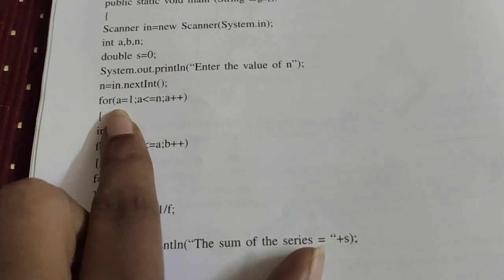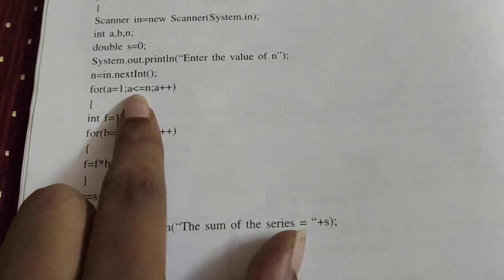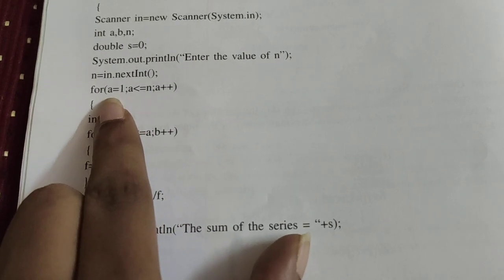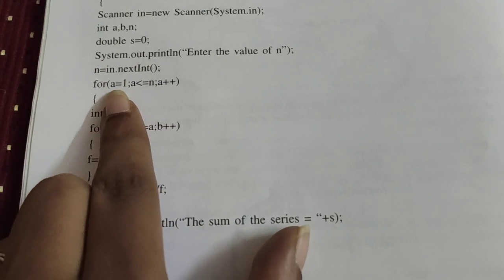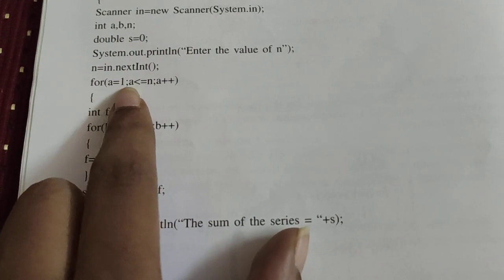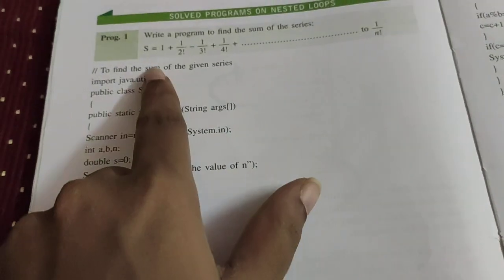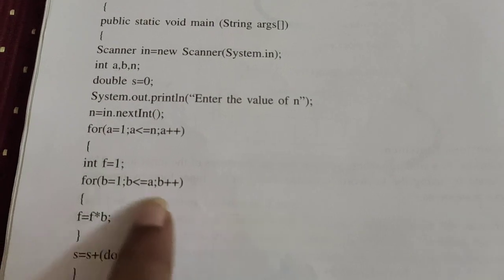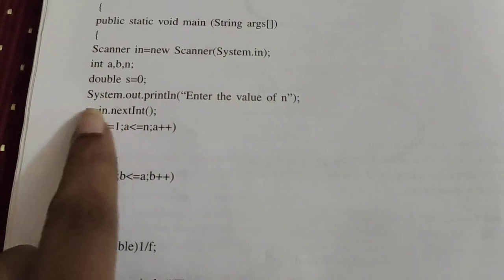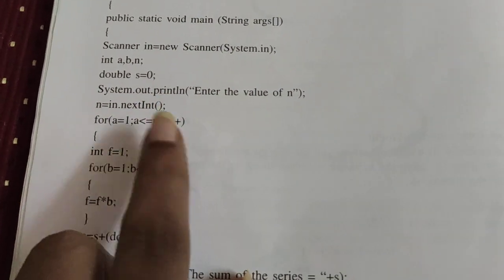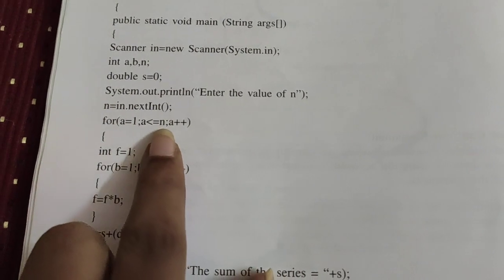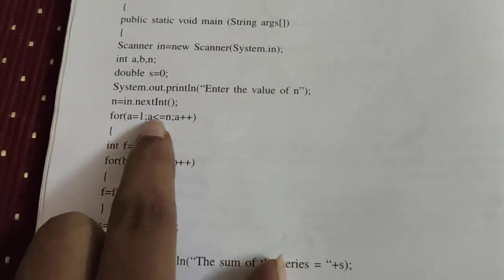So we are getting n, that is the number of series, as the input. So the first loop will be for the number of series. From a, we have assigned it to 1, that is from 1 to the number of series n. Till that it has to be added. So the outer loop we have initialized from 1 to the number of series the user is giving.